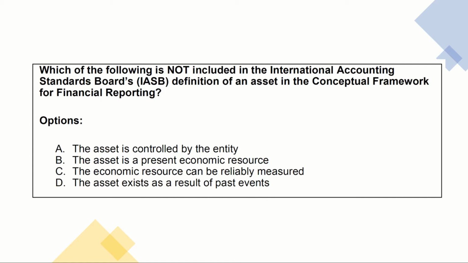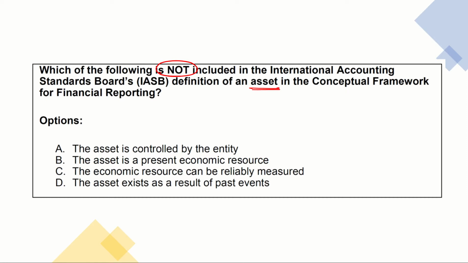But again, you have to read the requirement properly before you answer the question over here. So what is being asked by the examiner in this question is this: which of the following options is not included in the IASB definition of an asset in the conceptual framework for financial reporting. So the first thing, guys, they're asking for not included. You do not have to look for the items which are included, which are the part of the definition. We want to look at that option which is not the part of the definition of the asset.